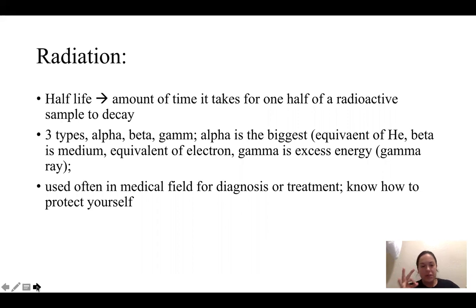I want you to know there's 3 types of radiation: alpha, beta, gamma. Alpha is the biggest, it's the equivalent of a helium atom. Beta is in the middle with the equivalent of an electron. And gamma is like a ray, it's like excess energy, a gamma ray. And the reason this is pertinent to you is that radiation is often used in the medical field for diagnosis or treatment. And I want to make sure you know how to protect yourself, and have knowledge of what's around you.